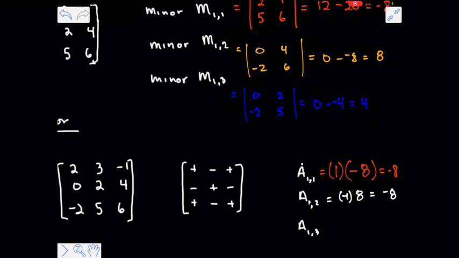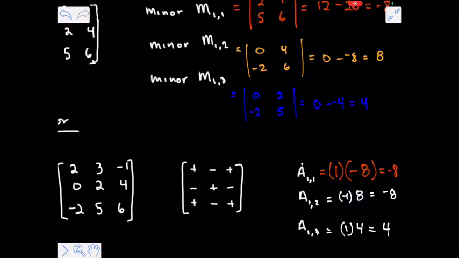Now for this one, cofactor 1 comma 3, the minor for 1 comma 3 we already found. It was here. It was 4. And then to make a cofactor, we have to multiply it either by 1 or negative 1. So row 1, column 3 intersects here. There's a positive, which means positive 1. So that's going to be multiplied by positive 1, and it stays 4.